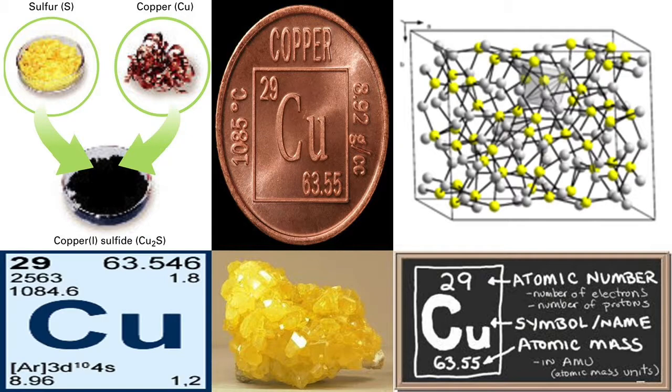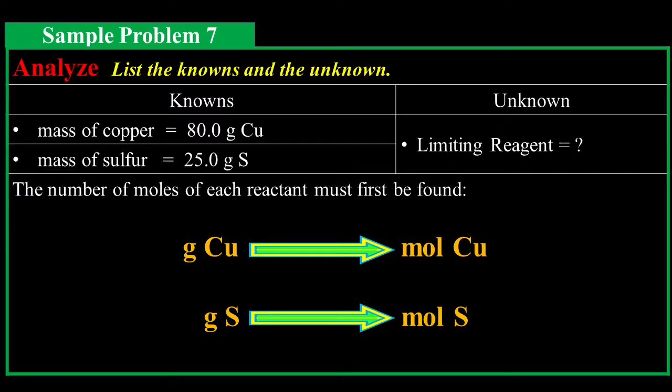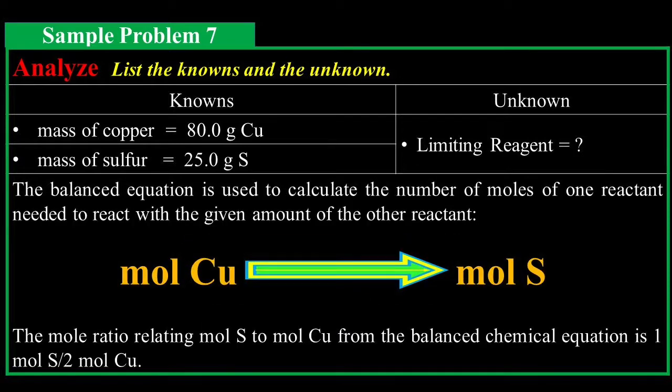Here's a look at copper and sulfur and copper sulfide. Very simple. Okay, here we go. Here's what we have. The mass of copper is 80 grams. The mass of sulfur is 25 grams. The number of moles of each reactant must first be found. With that technique, we convert the mass of copper to moles of copper and the mass of sulfur to moles of sulfur. Then we do the reaction and proceed to see what is in excess and what is limiting. We're going to continue with the analysis.